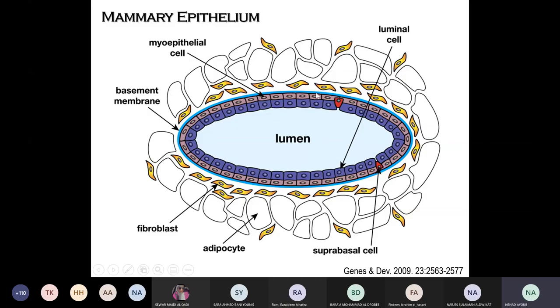To keep them in place and protect the morphology, they are surrounded by the basement membrane, and below the basement membrane we have the stroma. What does the stroma contain? It contains many different types of cells. I have fat cells, adipocytes, immune cells, fibroblasts. Many cells. All of these we call stroma.